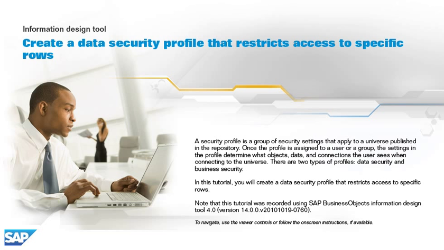In this tutorial, you will create a data security profile that restricts access to specific rows. Note that this tutorial was recorded using SAP BusinessObjects Information Design Tool 4.0, version 14.0.0, v2010-1019-0760. To navigate, use the viewer controls or follow the on-screen instructions, if available.